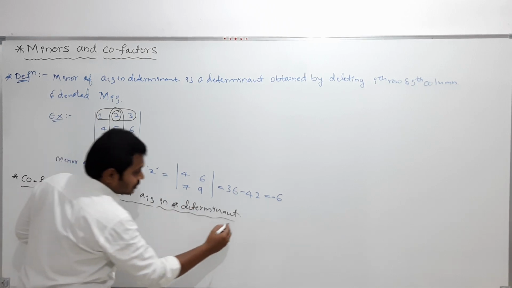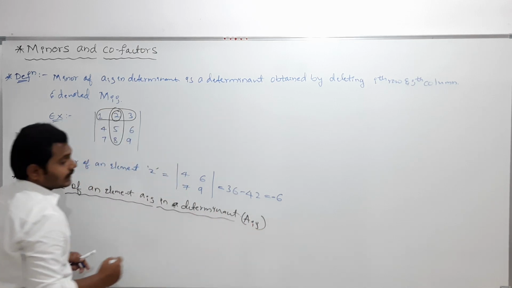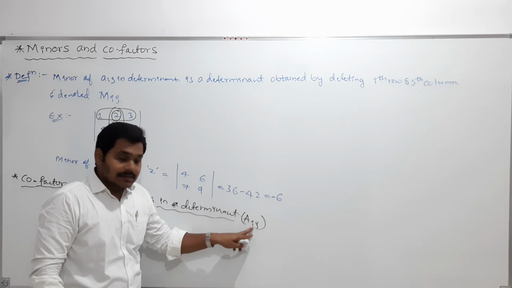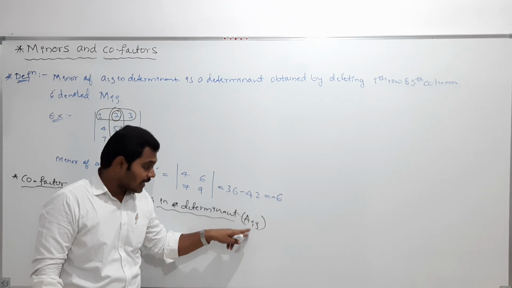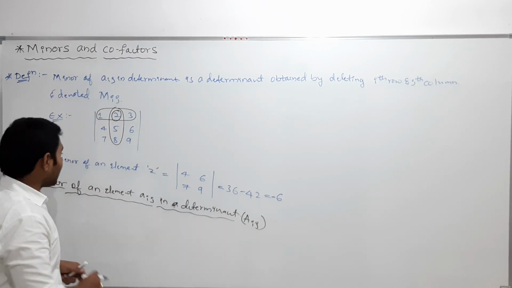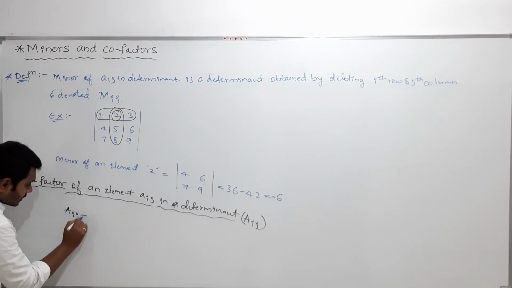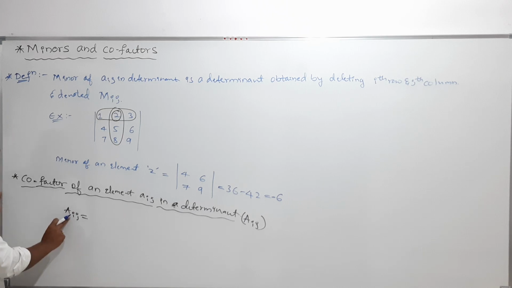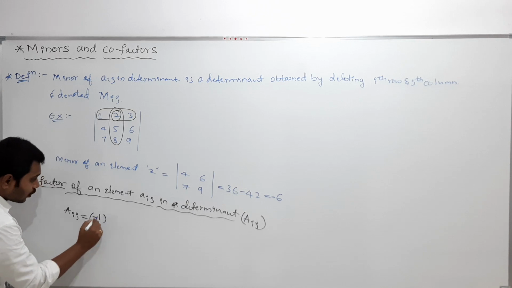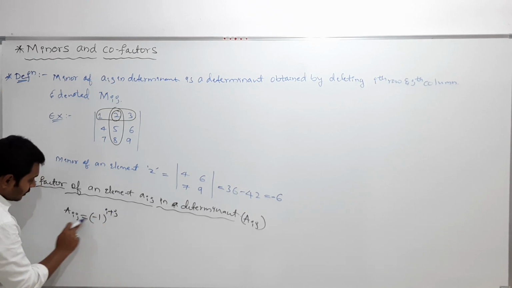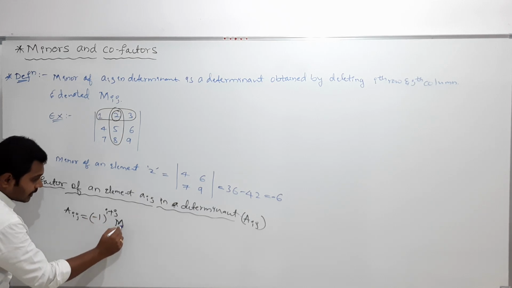So the cofactor you denote by the capital letter A with subscript ij. What does subscript ij indicate? The cofactor of the element of the ith row and jth column. Now in this case, the cofactor is calculated as follows: the cofactor Aij of the ith row and jth column element is equal to minus 1 whole to the power i plus j into Mij.